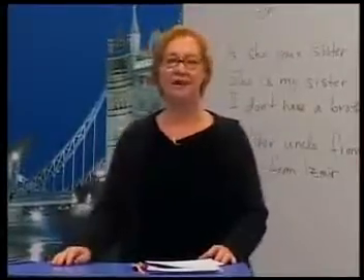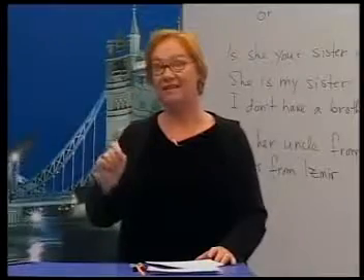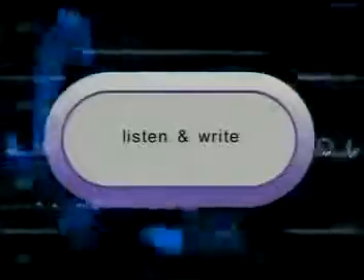All right, now it's time to listen and write. Listen and write. Let's do the dictation. Spell these words. Number 1, relative. Number 2, grandmother. Number 3, cousin. Number 4, aunt. Number 5, uncle.